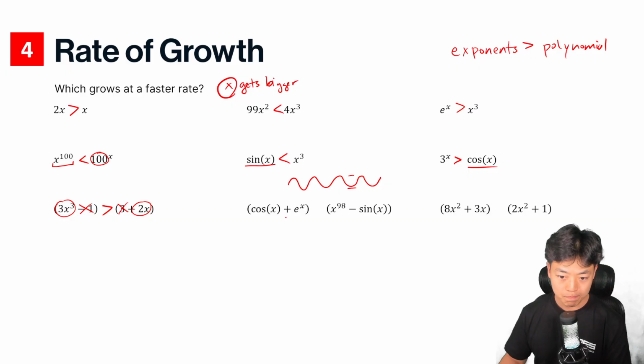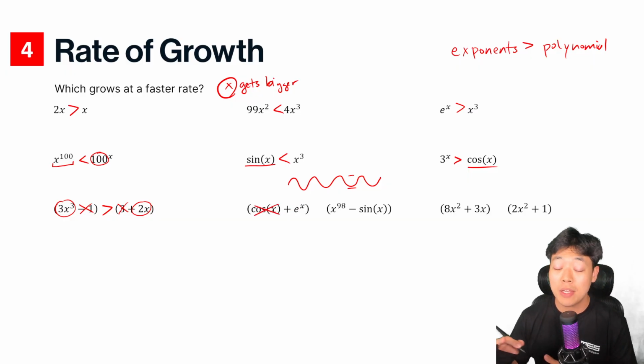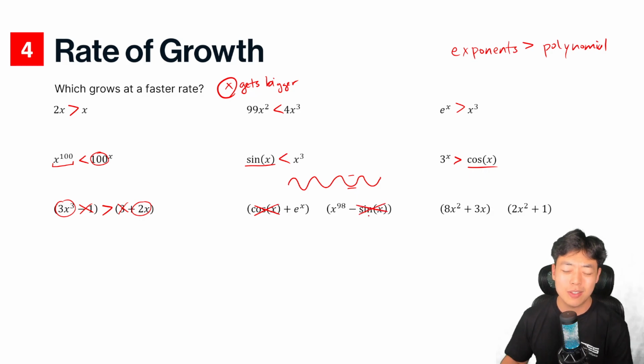Now let's look at these. e to the x definitely grows faster than cosine of x, so we don't even care about what cosine of x gives us. Same idea here, sine of x grows way slower. It doesn't even grow actually, it stops at 1, right? That's the highest it goes. x to the 98th and e to the x will surely grow faster as x gets bigger.